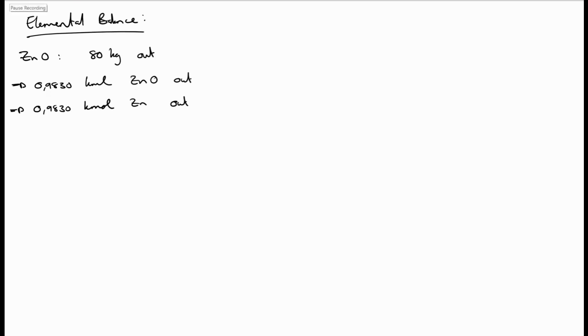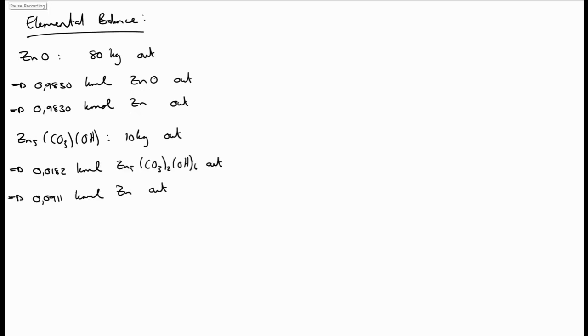But we also have zincite going out, which is 10 kilograms, and this is equal to 0.0182 kilomole of zincite out. And because we've got 5 moles of zinc in every mole of zincite, it is 0.0911 kilomoles of zinc out, and a total of 1.074 kilomoles of zinc in the outstream.